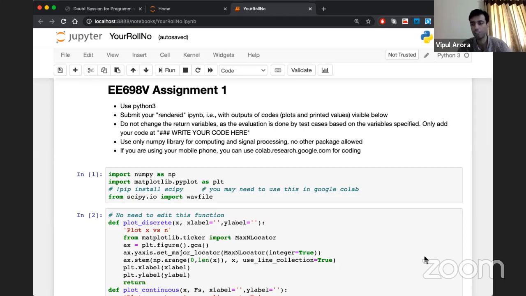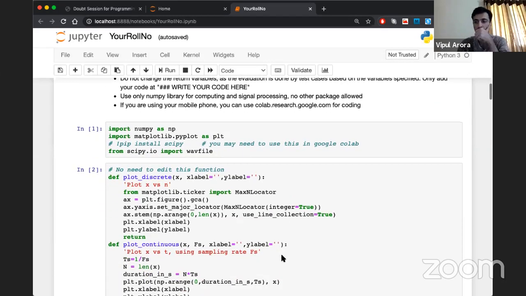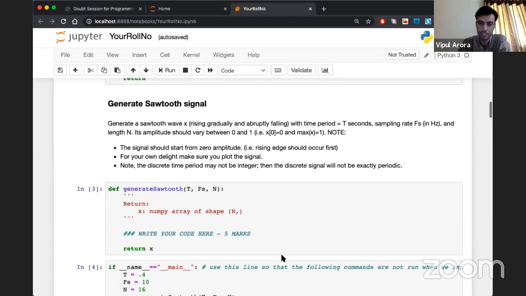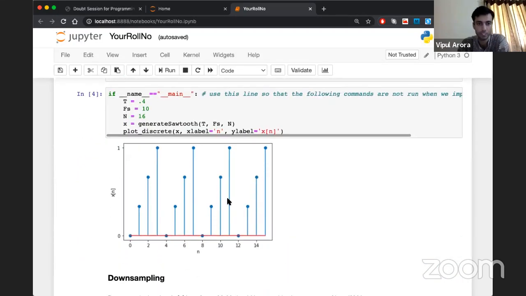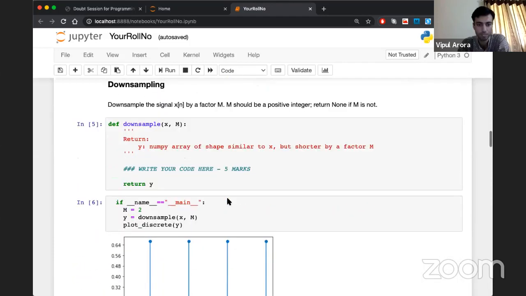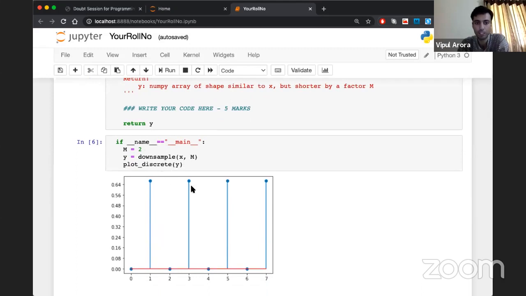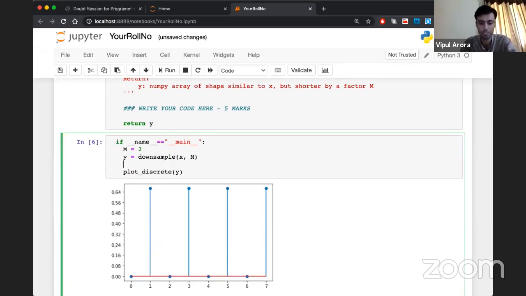In downsampling, if f is not an integer, it returns None. Then does it not give an error when we plot the signal? Yes, if your M is not an integer, it should give an error, and plot discrete y won't work. So you have to add a simple condition here: if y is not None, then plot. That's it.